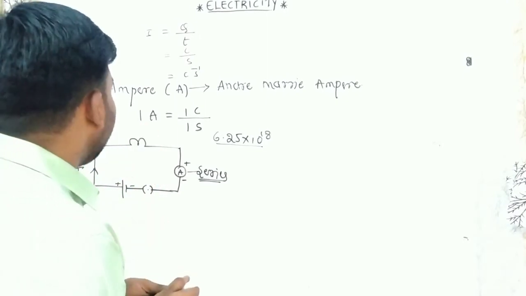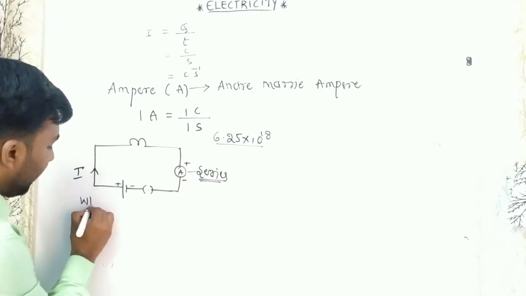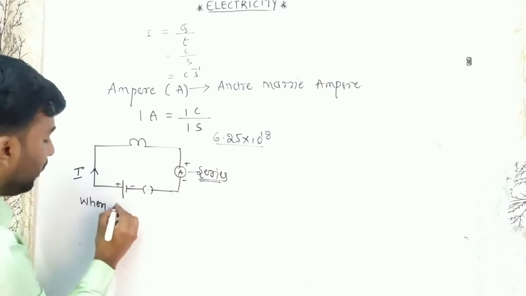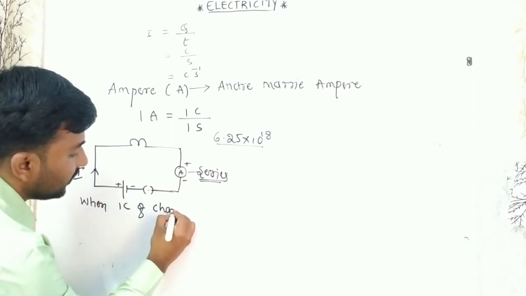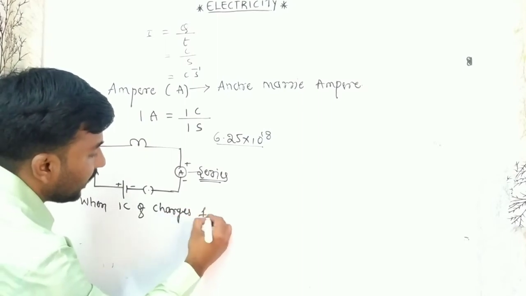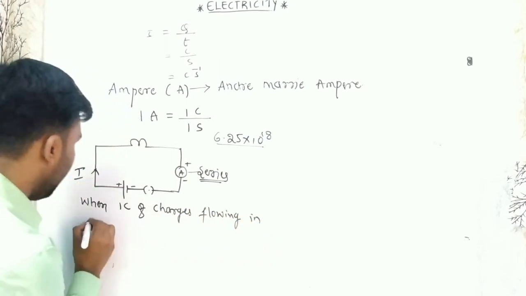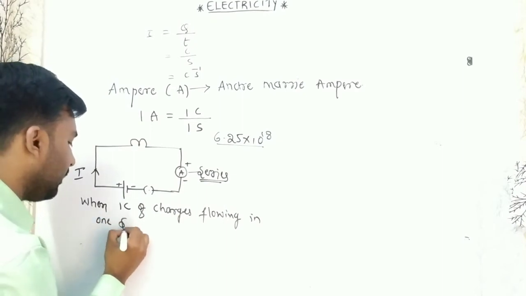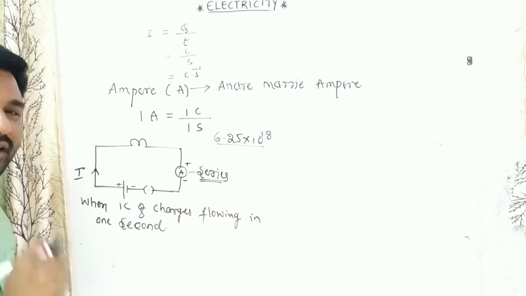So here current is said to be 1 ampere when 1 coulomb of charge is flowing in 1 second. Okay, in 1 second, it is called 1 ampere.